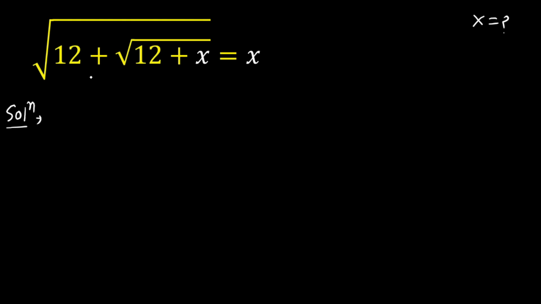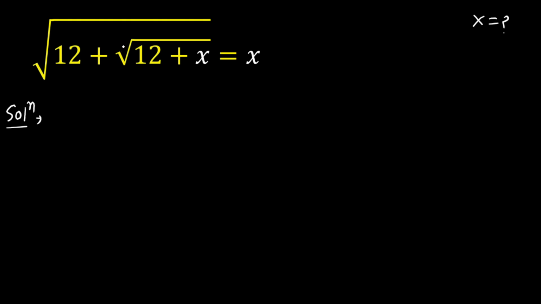So it means the left-hand side is always positive, and if the left-hand side is positive, then the right-hand side should be positive. So it means x is a positive real number. Now here we will apply my favorite method, that is substitution.